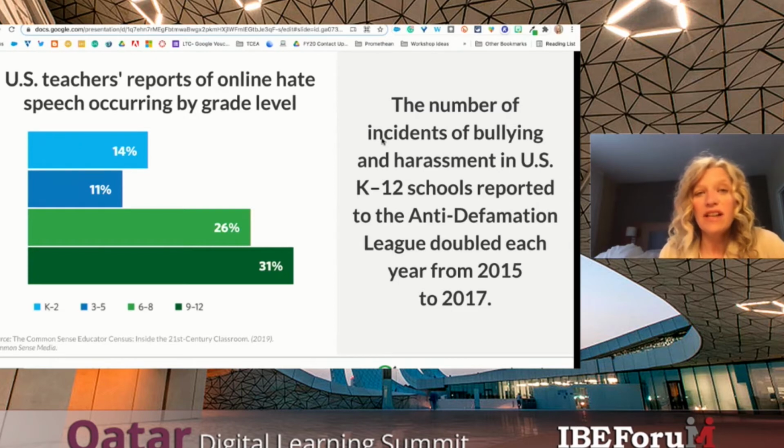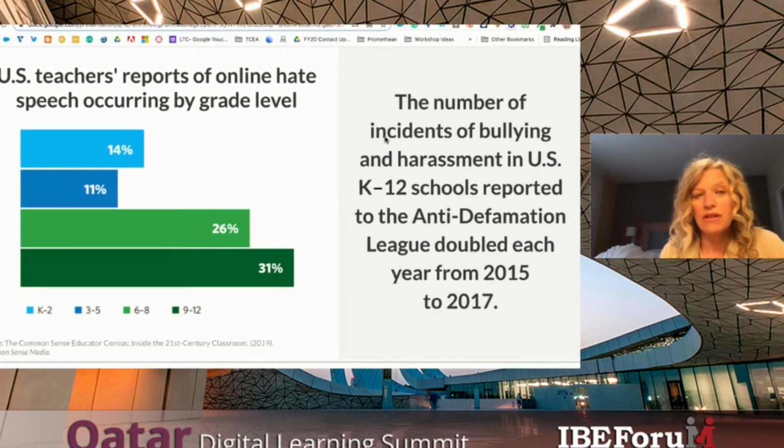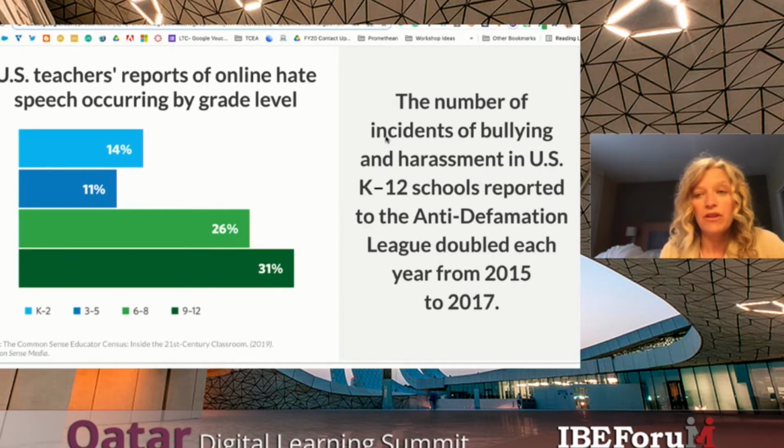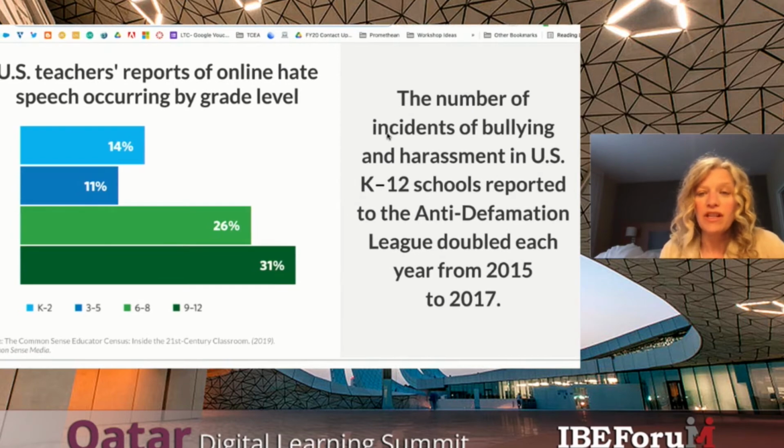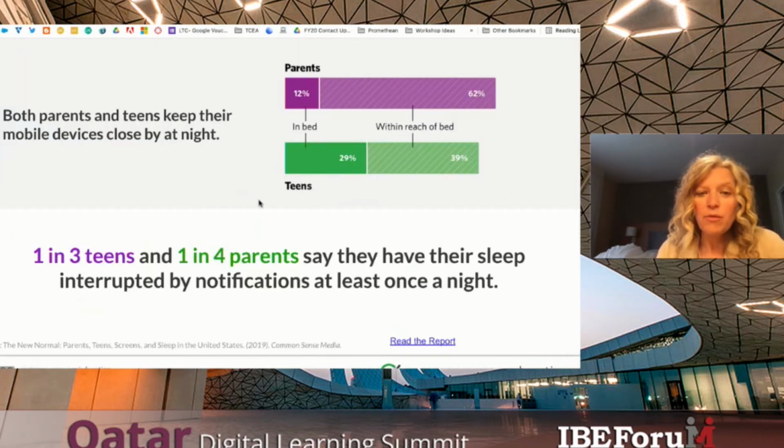Again, in the United States, here's a teacher's report of online hate speech occurring by grade level. This was a survey from the United States, but we're seeing this across the board worldwide. On this one, both parents and teens keep their mobile devices close to them at night. A lot of teens are using this as their alarm clock, so they do have to keep it close to them at night, but then maybe spending a little bit too much time on it before bed as well.